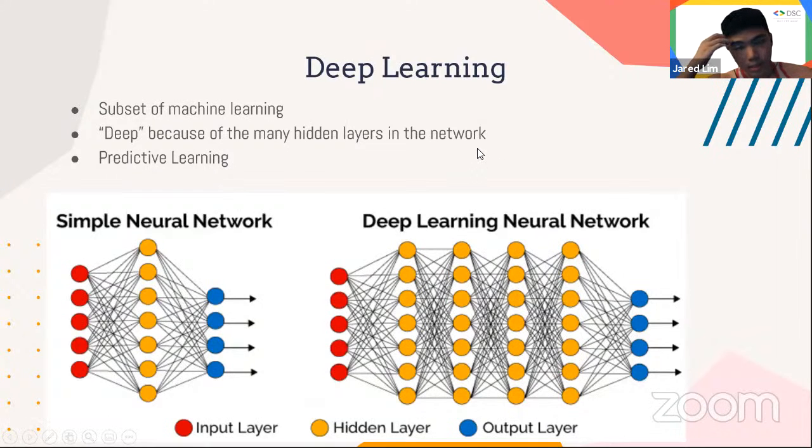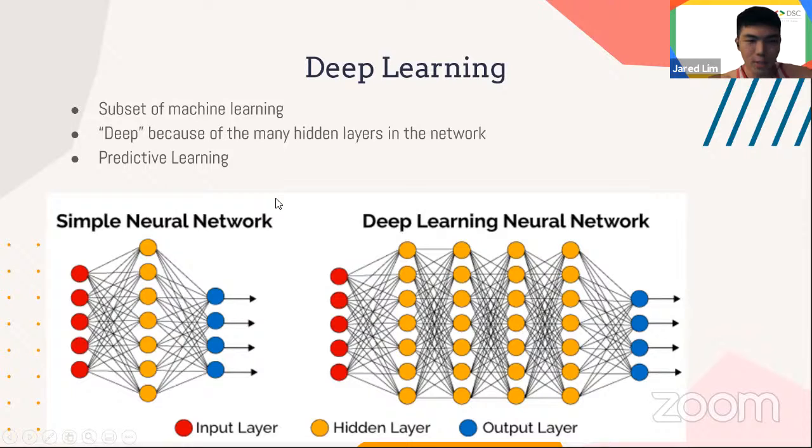Yeah, so deep learning, I'm sure you guys will have heard of it before. But it's a subset of machine learning, and it's not anything more special than machine learning. It really just is the same thing. You're trying to predict something from unseen data, and basically it's deep because of the many hidden layers in the network, as you can see represented by the yellow circles. So it's a form of predictive learning as well.